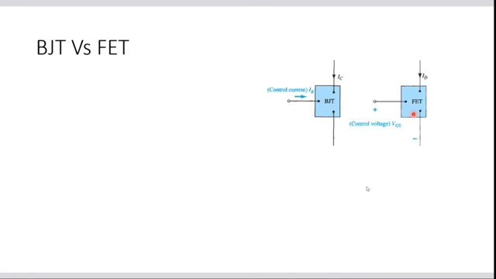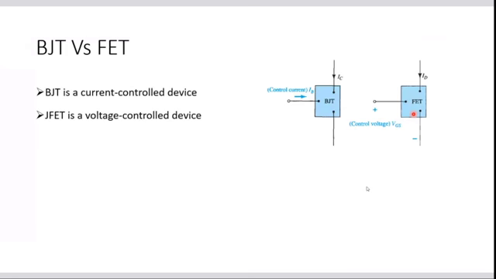Okay. So BJT is a current control device, and JFET is a voltage control device. That's what we are trying to prove. This is a very basic difference. And the next one is IC is a function of IB, whereas ID is your drain current in FET. Here, this is the line for BJT, and this is the line for FET. In the FET, the drain current, the output current, is controlled by the VGS. That's why it is a voltage control device.